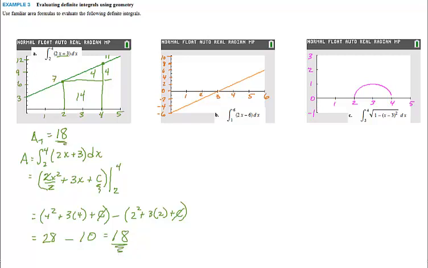Let's go to the next one, and on this next one I graph for you this 2x minus 6. They want me to evaluate this from 1 to 6. And let me get these heights for you. At 1, this is a negative 4, and of course at 3 it's 0 there, and at 6 this height is a 6.